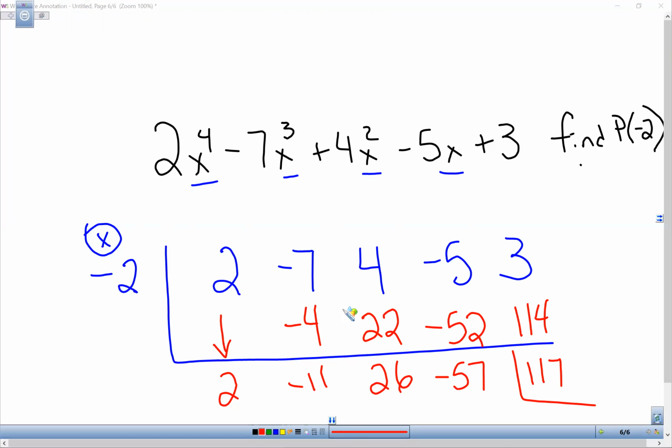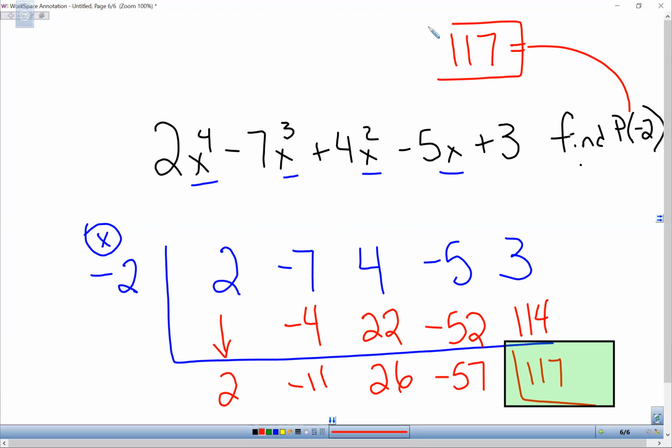Again, our solution is just the remainder. So p of -2 is equal to 117. And that's the remainder theorem.